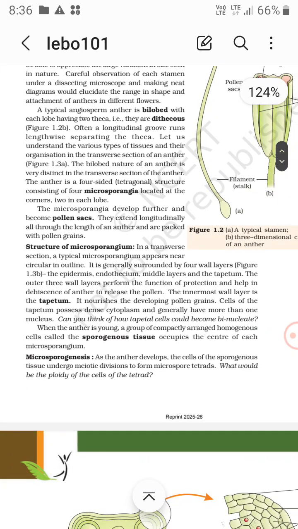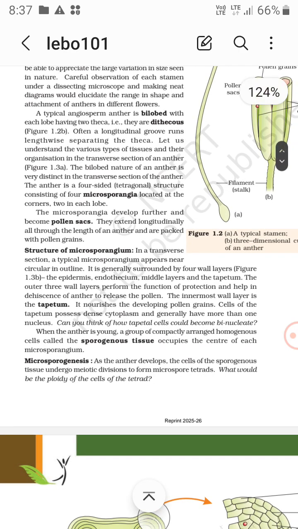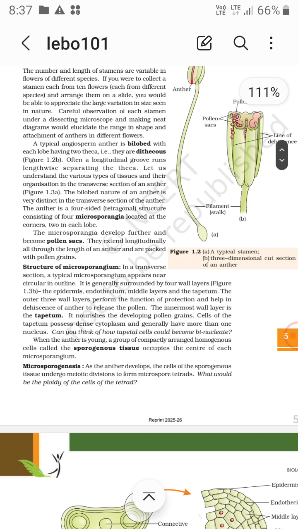The microsporangia develop further and become pollen sacs. They extend longitudinally all through the length of the anther and are packed with pollen grains. Now, the structure of a microsporangium.